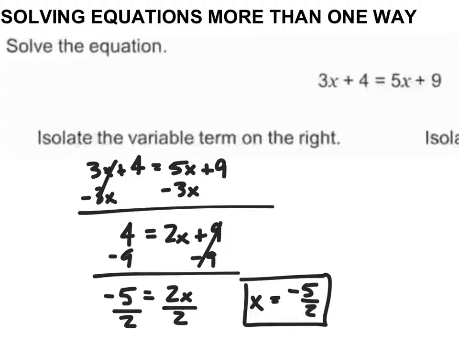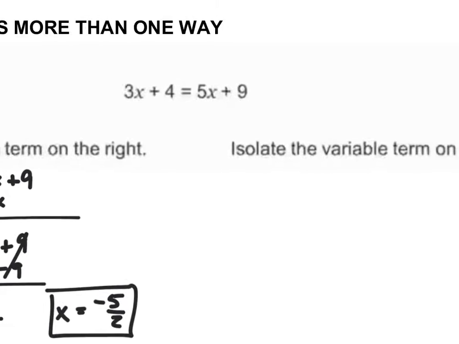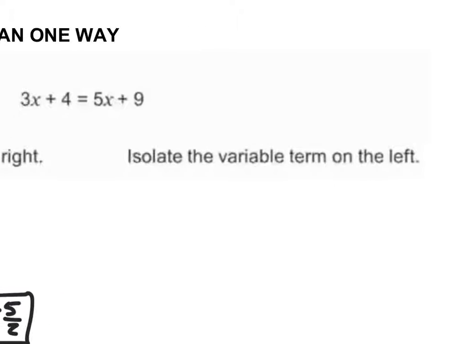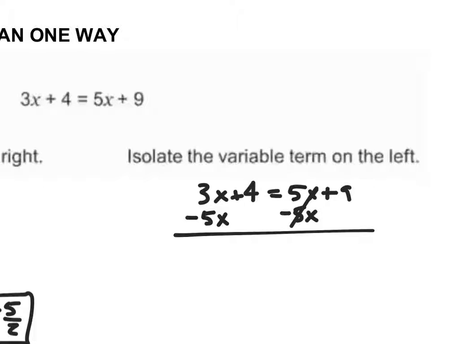Now what I'm going to do is the exact same thing, but I'm going to move everything to the other side of the equation. So same thing, 3x plus 4 is equal to 5x plus 9. Now I'm going to move my 5x over to the other side, okay? And so if I move my 5x over to the other side, all right, we're going to get 3 minus 5, which is negative 2x plus 4 equals 9.